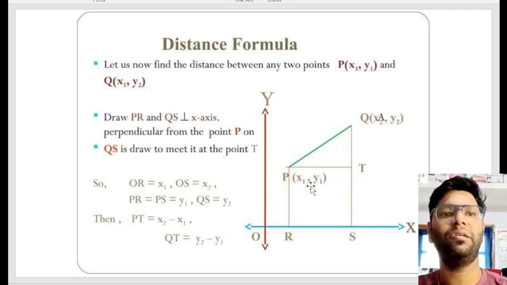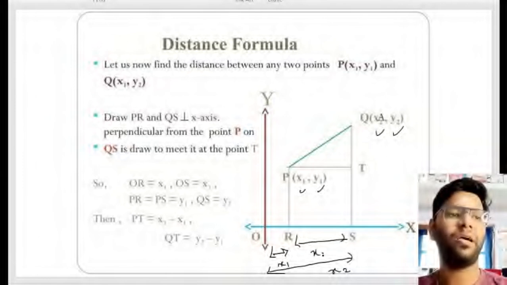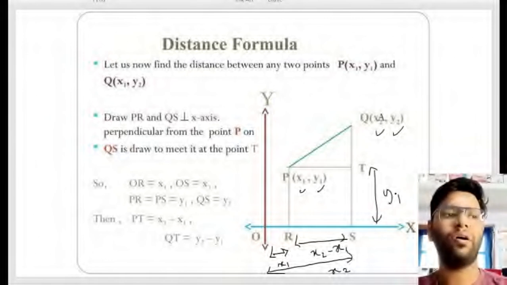Let us see this here now. In the diagram, the points are written as P(x1, y1) and Q(x2, y2). How will you calculate this distance? The horizontal distance from here to here is x1, and from here to here is x2. So the horizontal difference is x2 minus x1. Similarly, the vertical values are y1 and y2, so this distance will be y2 minus y1.